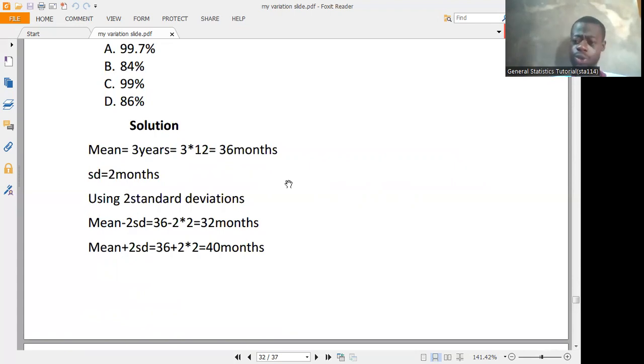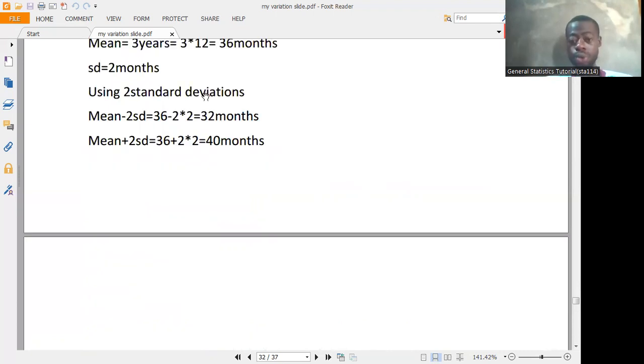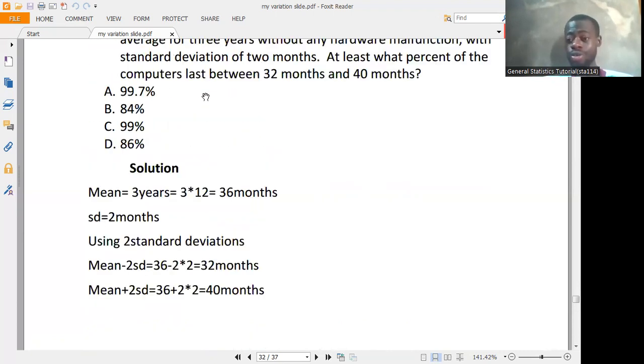And when you are making use of 2 standard deviation, according to Chebyshev rule, we know that at least 75% of our data is going to lie between this range. Remember, Chebyshev rule is all about at least, at most. So that means at least 75% of our data will fall between that range.